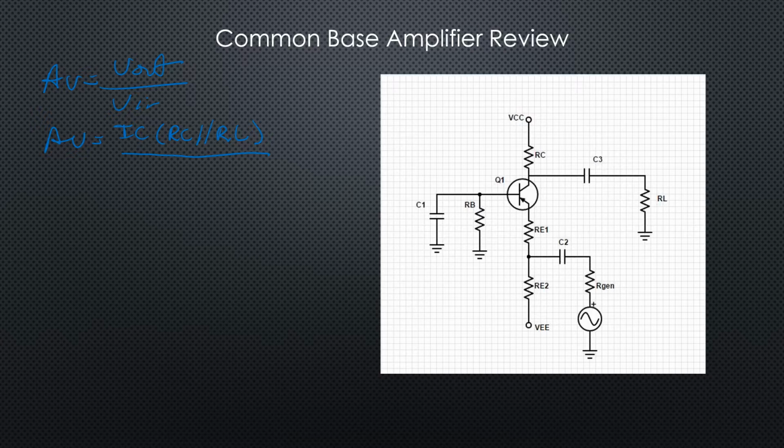And our Vin in a common base is basically right here. We can see that with this cap C1, we've basically got an AC ground right here at the base of this transistor. We bring that across. It's 0 brought across, but we still have R prime E right here. So as long as that cap is there, there's no resistance to bring across. We've got an AC ground. So our Vin is going to be equal to IE times RE1 plus R prime E.